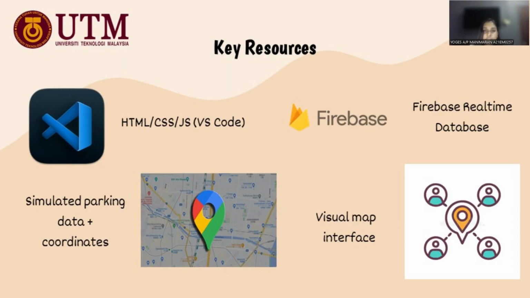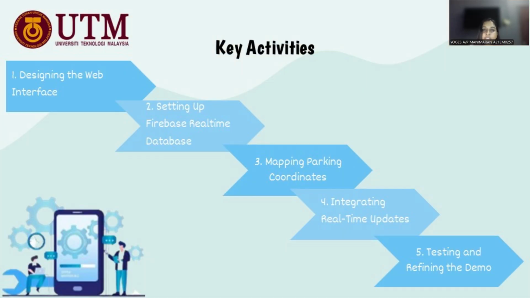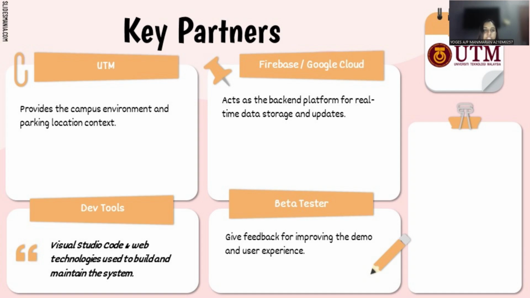The key resources that we used here are HTML, CSS and JS code written in Visual Studio Code, a real-time database using Firebase, simulated parking data and coordinates, and visual map interfaces. Key activities started from designing the web interface, then setting up the Firebase real-time database, mapping the parking coordinates, integrating the real-time updates, and lastly testing and refining the demo. The key partners here are UTM, Firebase, Google Cloud or DevTools, and also beta testers.